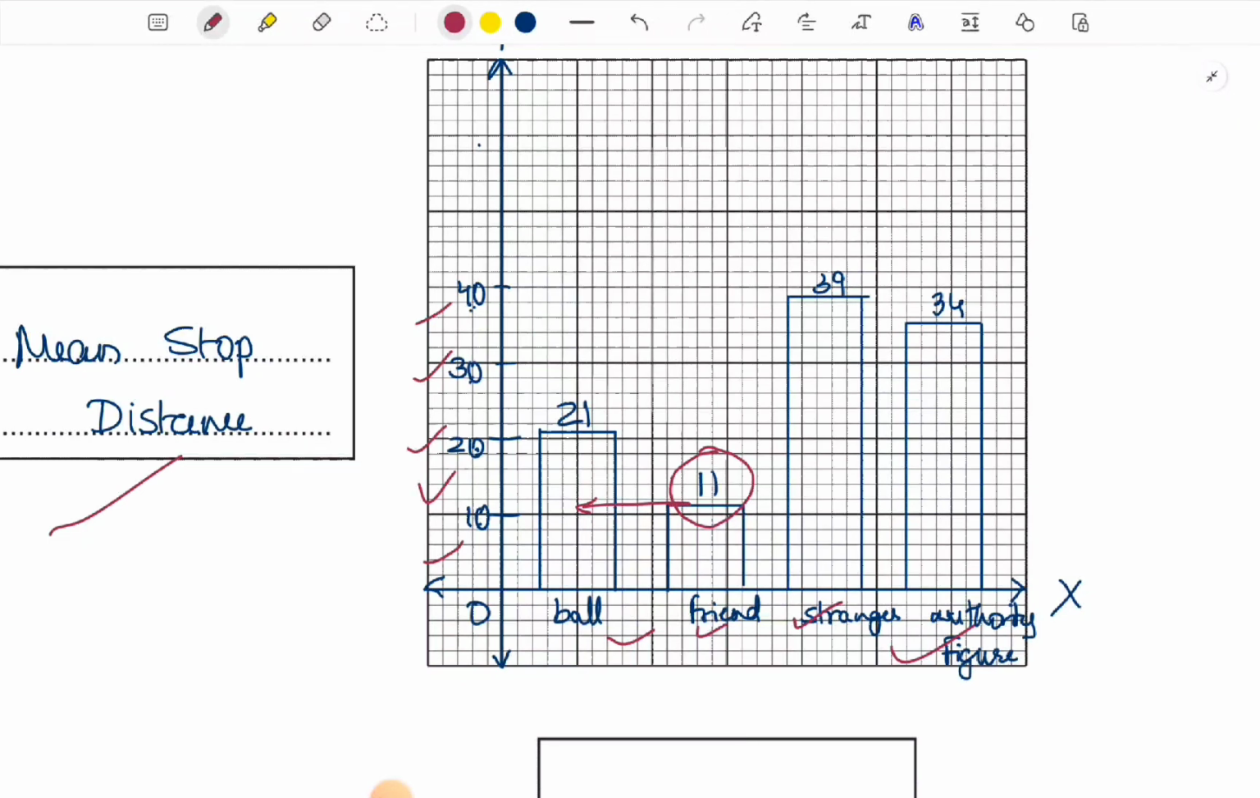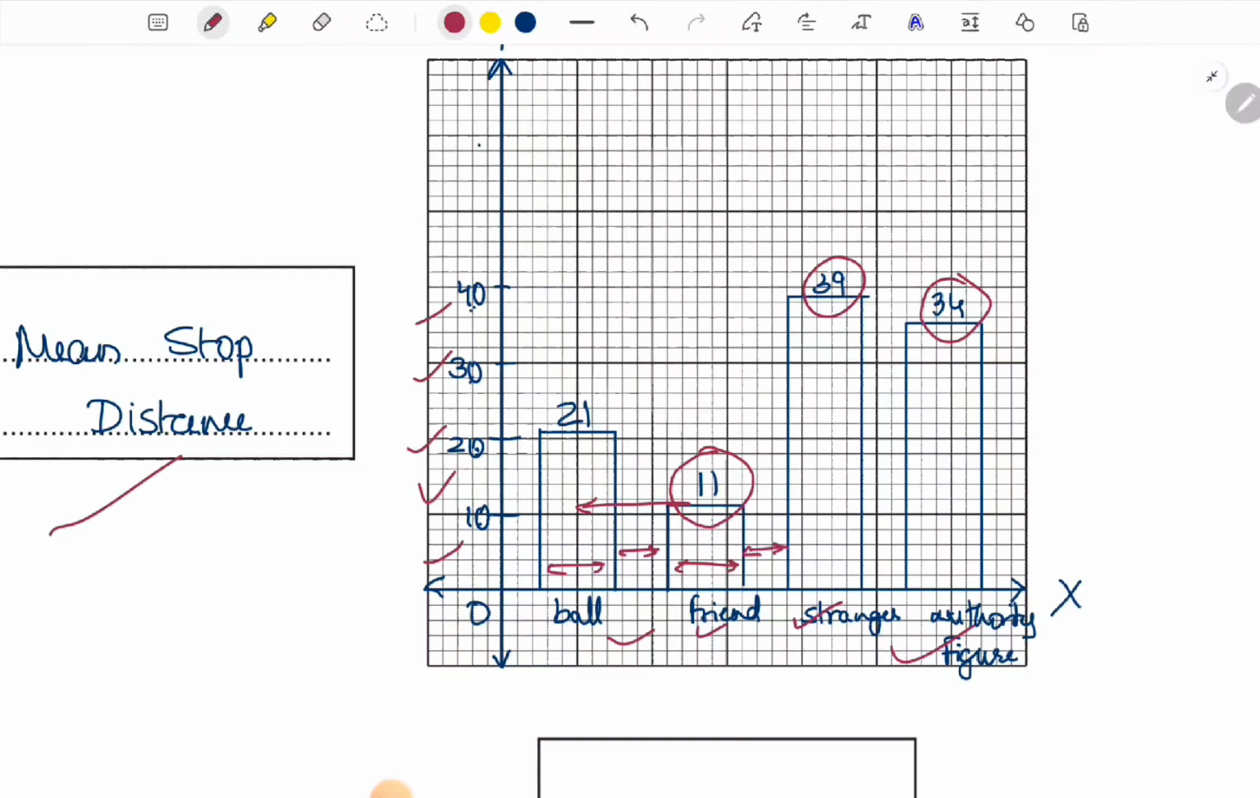As I had mentioned in the last video, you don't have to be very exact, you just have to be approximate. So I have just drawn 11 a little above 10, and you can see the width of the bar is the same as the previous, and the width between the bars also I have maintained. Then you can see that for stranger it was 39, so I have taken it close to 40, and for authority figure it was 34, so I took it in between 40 and 30, roughly closer to 30 definitely.